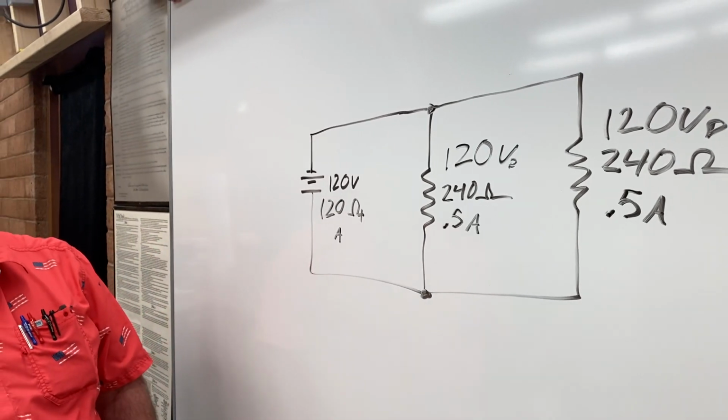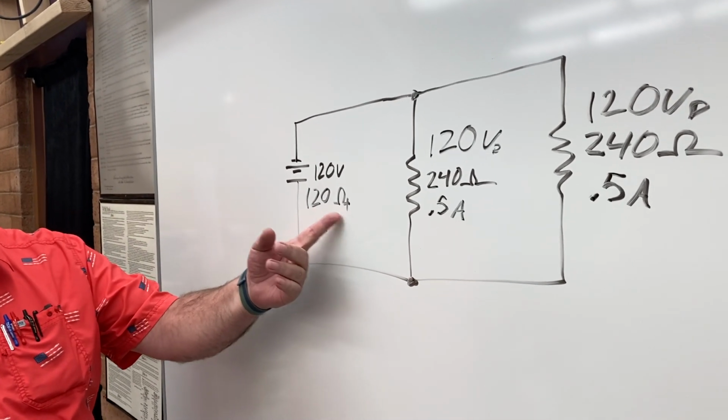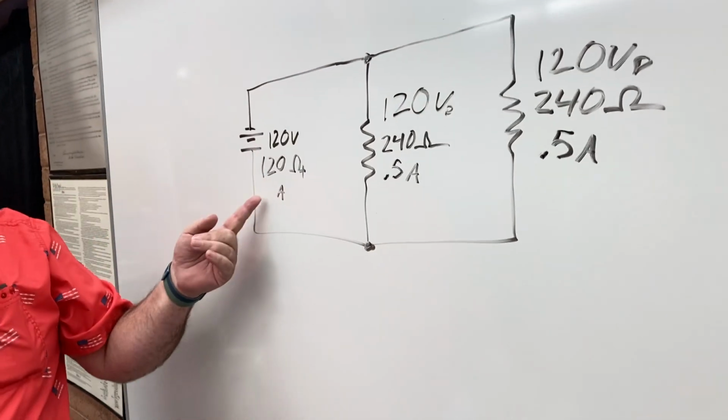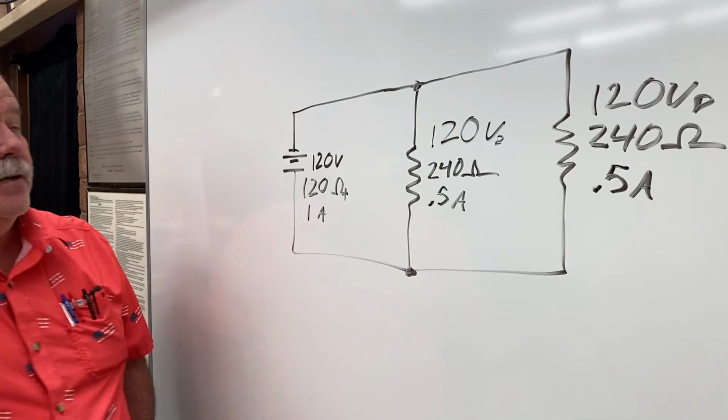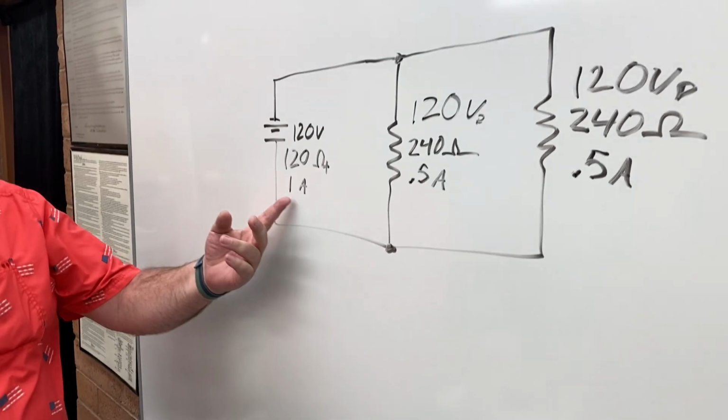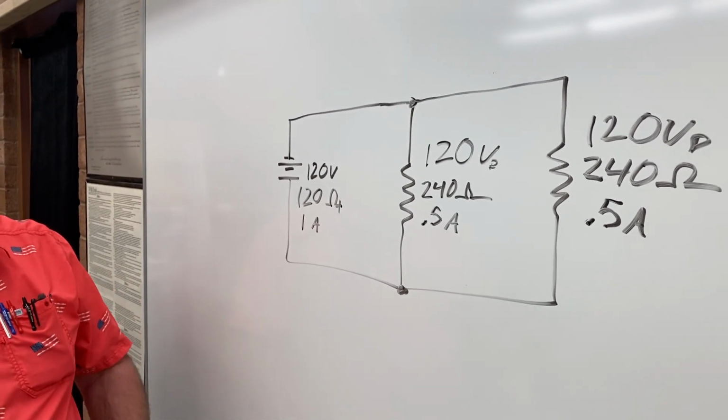And if I have 120 ohms total, if I use Ohm's law to find the total amps, 120 divided by 120 gives me 1 amp. It's pretty simple, right? It gives me 1 amp. Okay, cut that one.